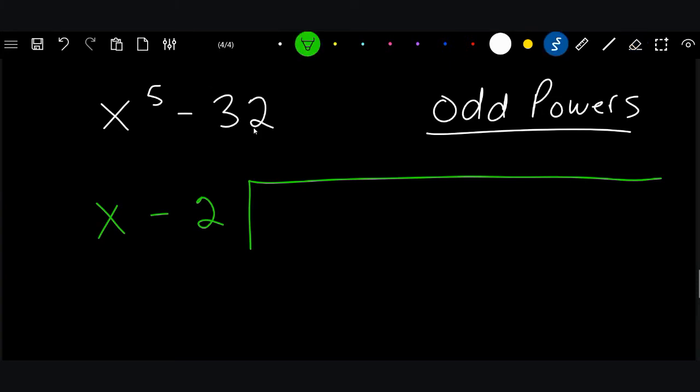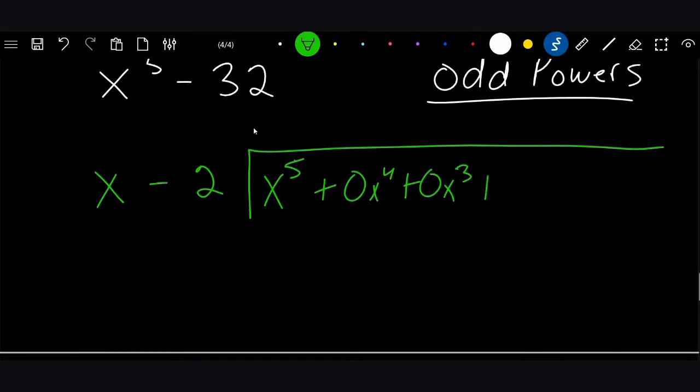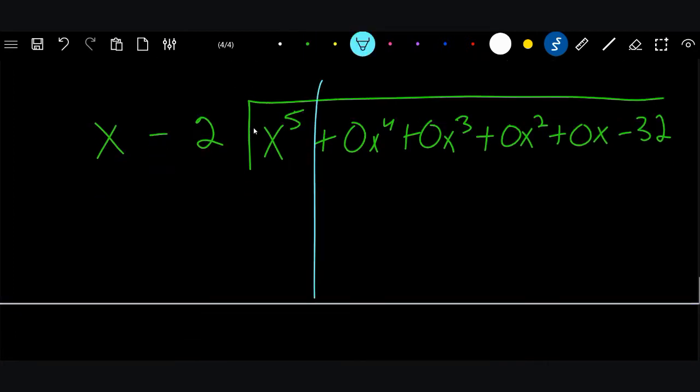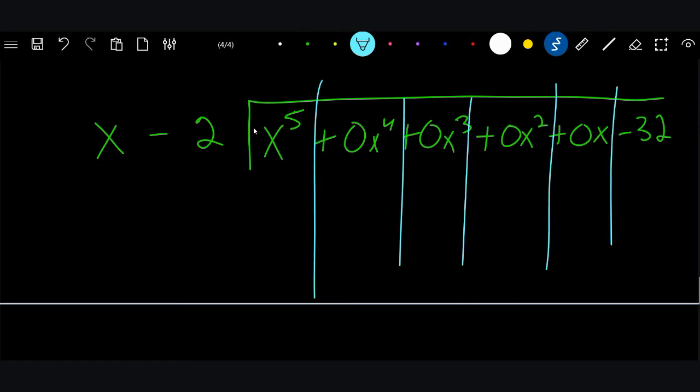So let's go ahead and plug it in. x to the 5th plus 0x to the 4th plus 0x cubed plus 0x squared plus 0x. All right, now we're ready for our 32, minus 32. And notice what we did. From the last lesson on division, we created a column for all these.